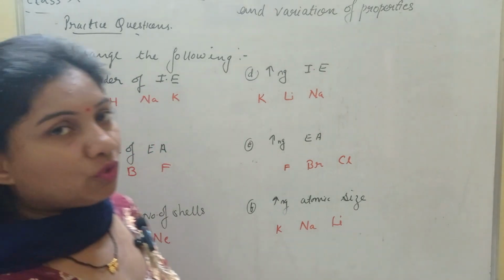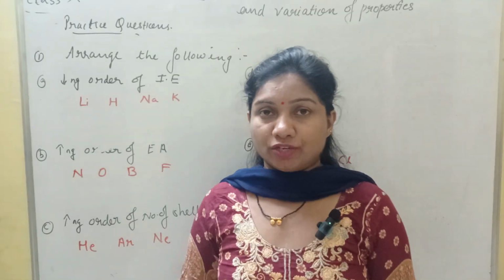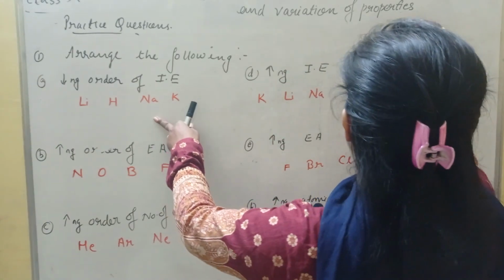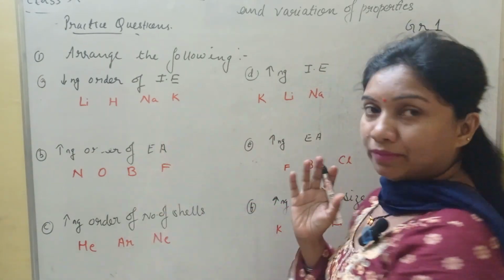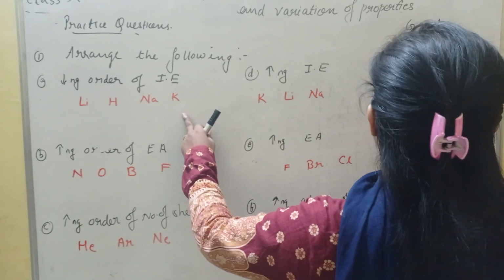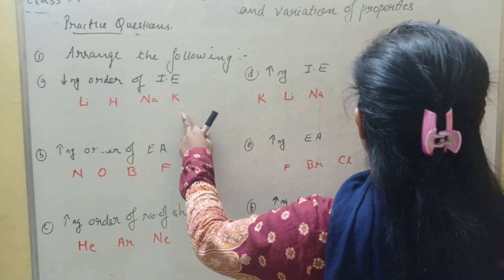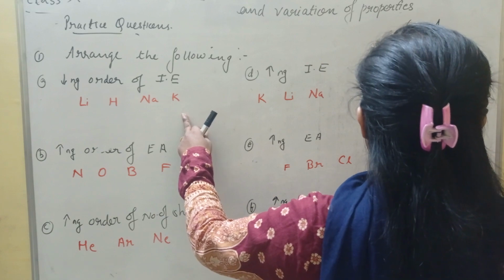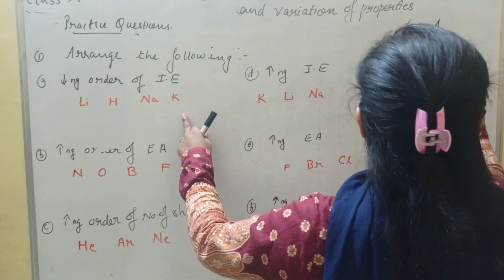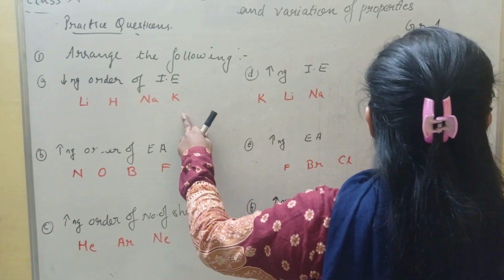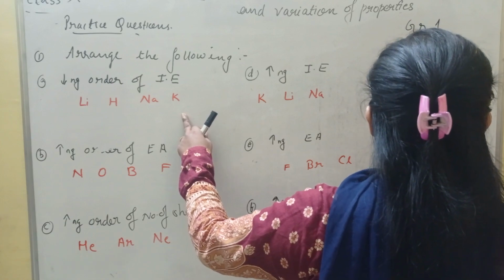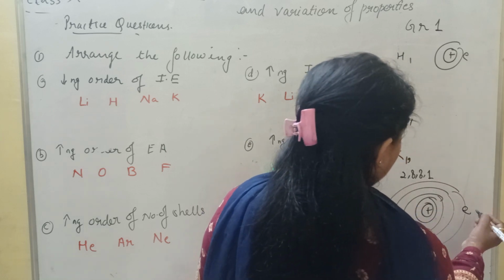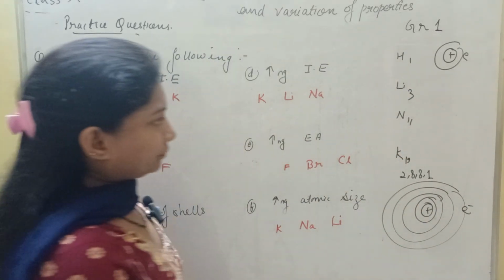So ionization energy, we all know that it is the amount of energy required to remove electron from the valence shell. And these elements, we know that they belong to group number 1. If you remember group number 1 elements, they are hydrogen, lithium, sodium, potassium. 1, 3, 11, 19. 1 electron. Potassium is having 4 shell and last shell has 1 electron.